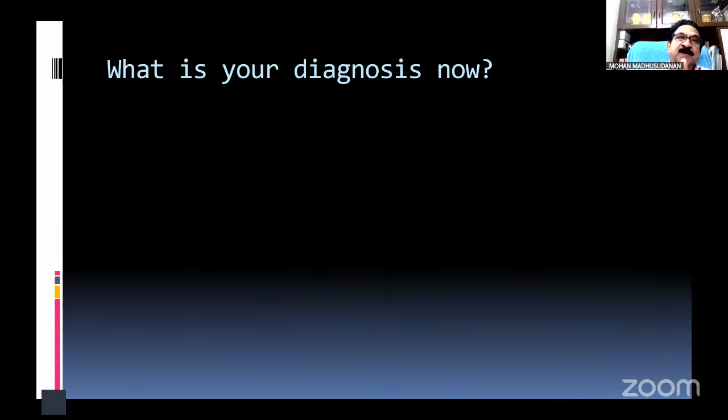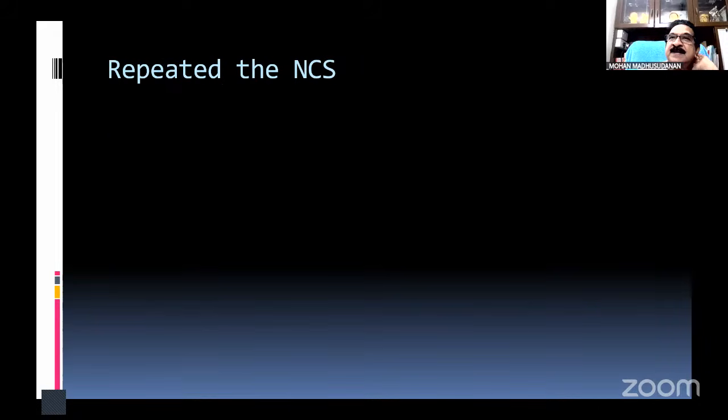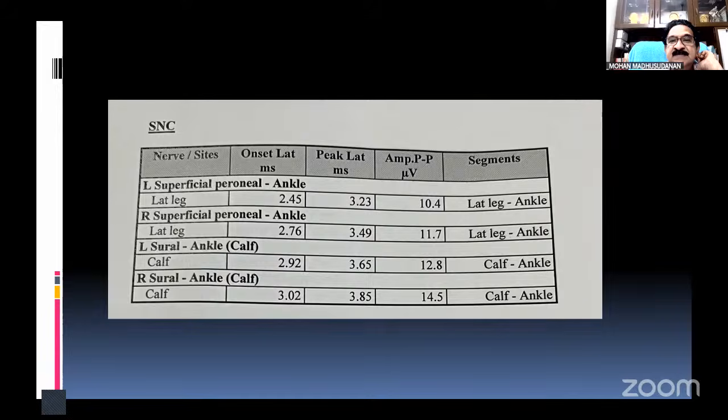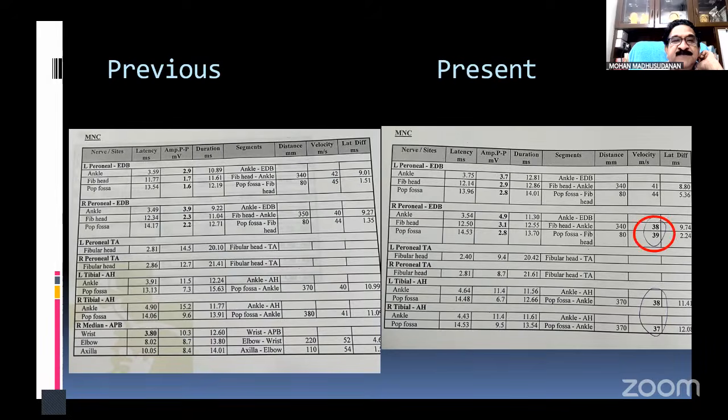So we can reasonably think it is more likely a Miller-Fisher GBS overlap syndrome. So I repeated the NCS because we have to confirm whether it's really GBS or not. So this is the second NCS done. Initially the velocity was normal, now it has decreased on the second NCS after 5 days. Sensory potentials remain normal, H reflex remains normal. See, this is the previous value. This value is 38 and 39, the previous value was 40 and 44. The second value in the tibial nerve was 38 and 37, initially it was 40 and 41.